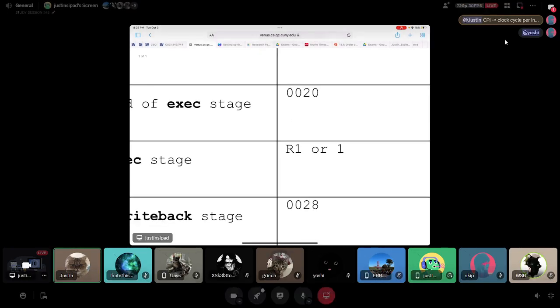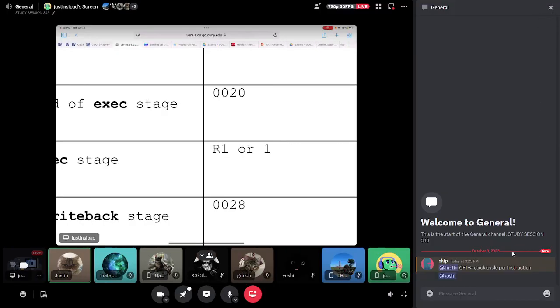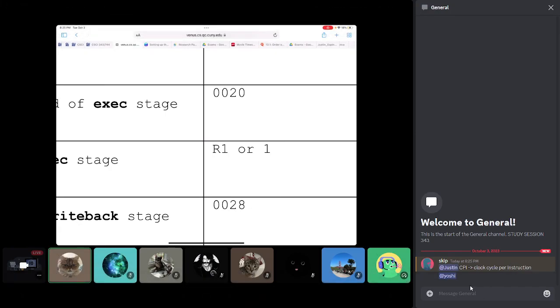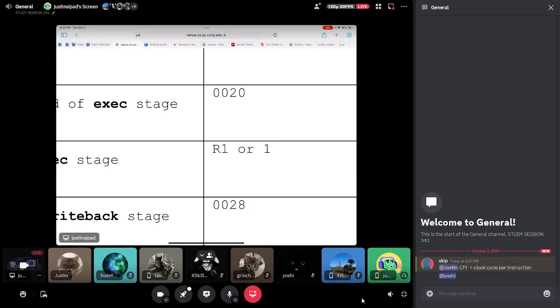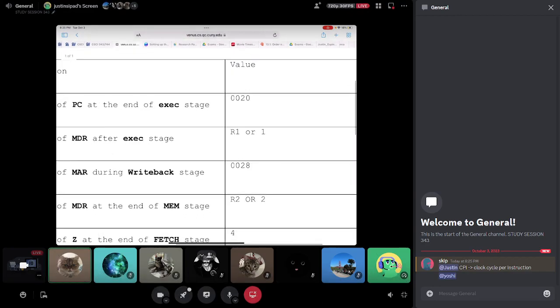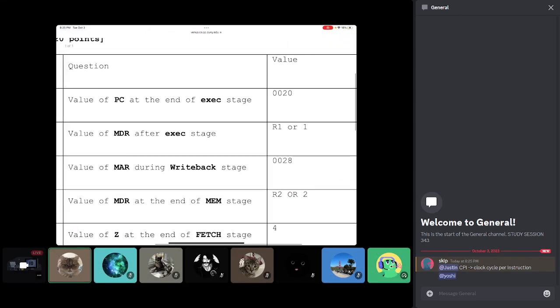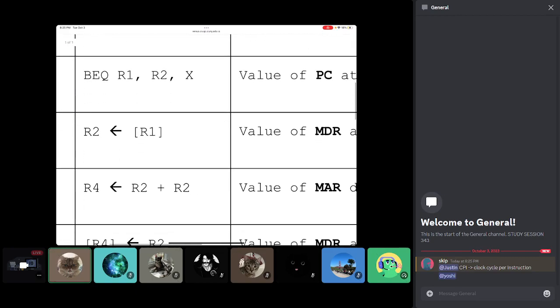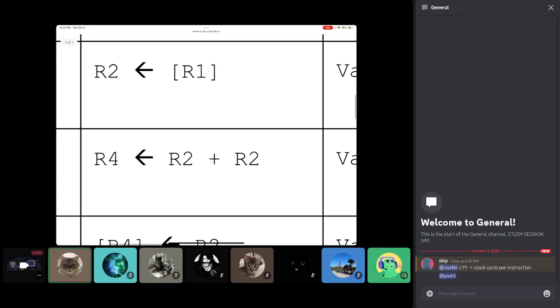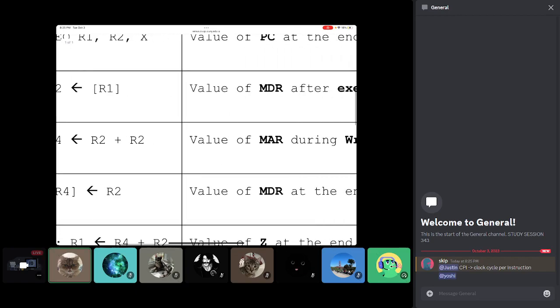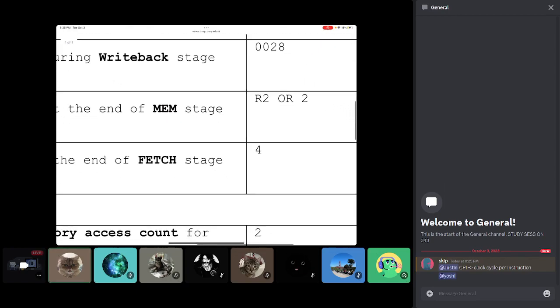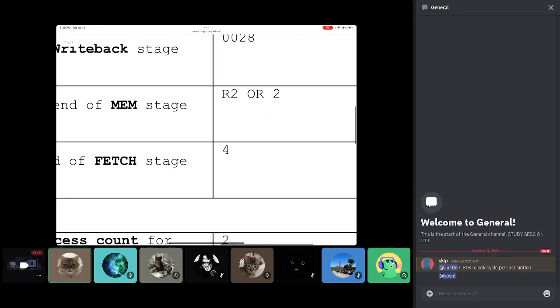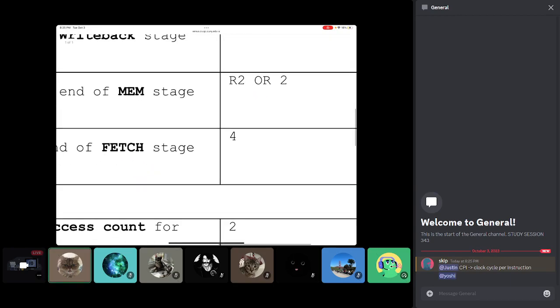Someone added to me: yeah, CPI is clock cycles per instruction. But that's why I'm saying that this answer kind of contradicts itself. Because if it's 1, then how is R4 4? Then wouldn't it be 2? And then this answer here would be 2, not 4. So I don't know if he made a mistake there, I have no idea.